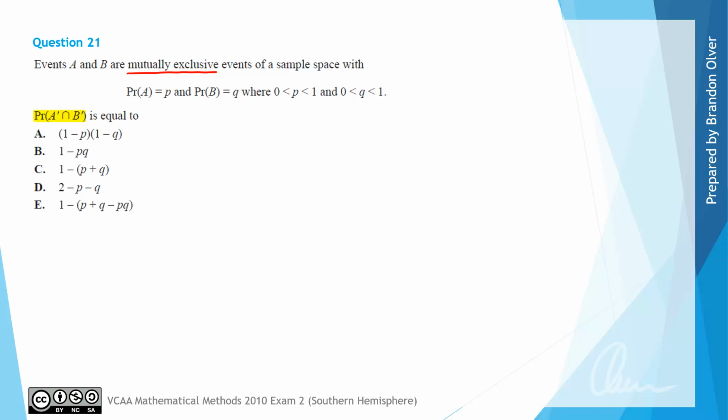So for questions that look like this, I tend to like to use a Karnaugh map. However, this is one of the cases where I think a Venn diagram is more useful. And that's because mutually exclusive events are ones where we know that the probability of A intersecting B is equal to 0. So there's no overlap on the Venn diagram.